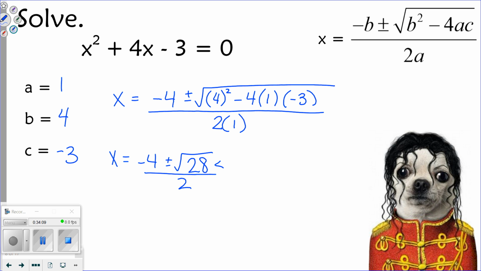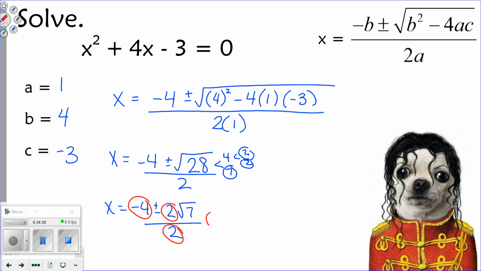Okay, that's why on your pink sheet we said the next step was factor tree. So that's going to give you 2 radical 7. So negative 4 plus or minus 2 radical 7 over 2. Then, last step, can you divide all 3 numbers, not the radical? Yes, I can divide them all by 2.